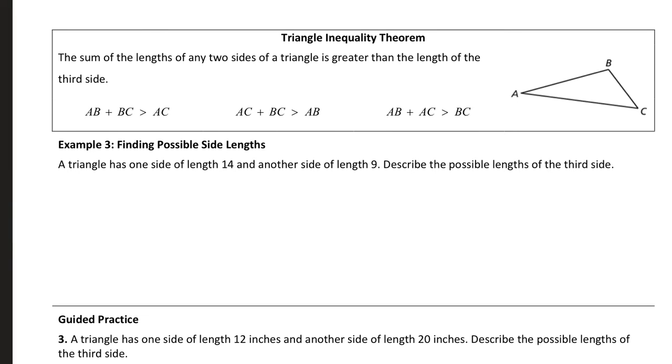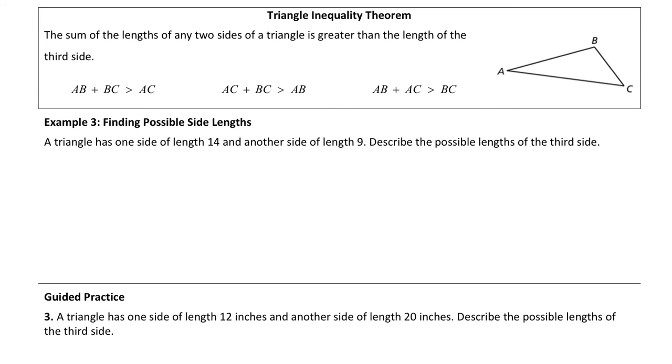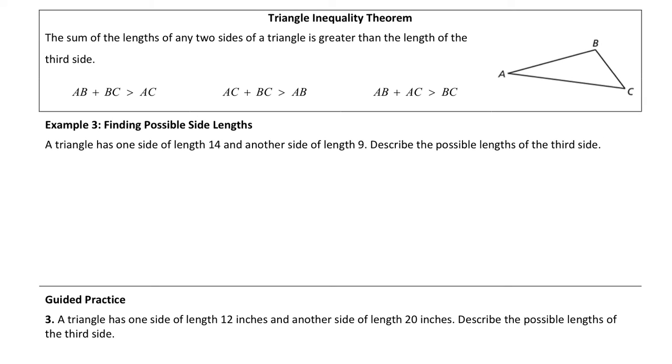So moving ahead, we talked about how to order the sides and angles in a triangle. The triangle inequality theorem is an important theorem because it talks about how we build a triangle. So the sum of the lengths of any two sides of a triangle must be greater than the length of the third side. So any two of the sides, their sum has to be greater than the length of the third side.